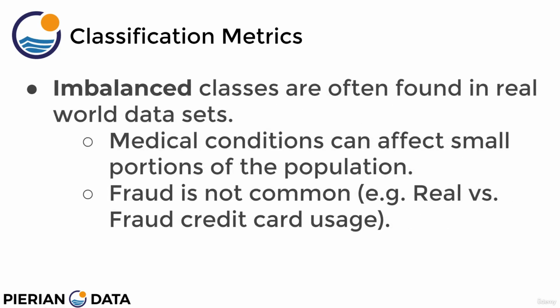Imbalanced classes are often found in real-world datasets in tons of different fields, especially when we talk about fields such as medical conditions. Often, certain medical conditions only affect small portions of the population, or also things like fraud. In general, fraud is actually not that common when you take into account the entire aggregate of everything that's going on. For example, if you were to take the ratio of fraudulent credit card transactions versus legitimate credit card transactions, fraud is actually a very small percentage of every single credit card transaction that is happening, which means if we were to create a model to try to detect this fraud, accuracy alone is probably not a good metric.